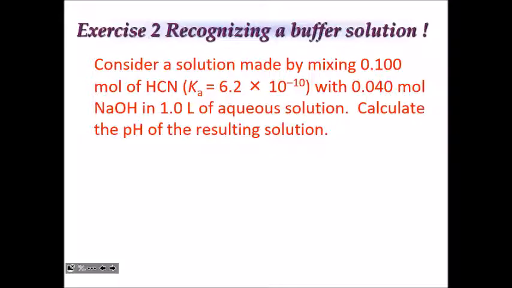So for instance here, consider a solution made by mixing 0.1 moles of hydrocyanic acid, right here, with 0.04 moles of sodium hydroxide in aqueous solution. Calculate the pH of the resulting solution. If you look at the numbers, you're only adding 0.04 to something that's 0.1, so only some of it is going to neutralize. That means the hydroxide is going to turn all into water, but you are going to now have some conjugate base floating around.